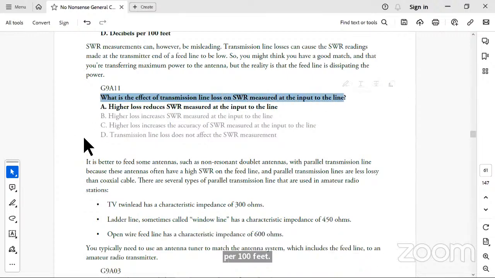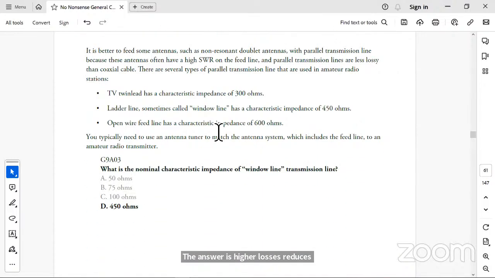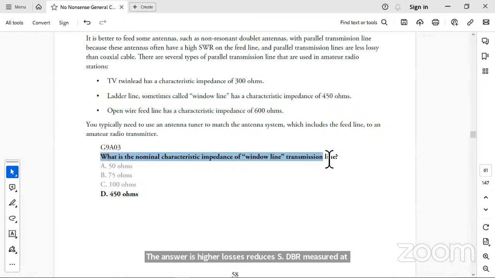Next question. What is the effect of transmission line loss on SWR measured at the input to the line? The answer is higher losses reduces SWR measured at the input to the line. Next question in the question pool. What is the nominal characteristic impedance of window line transmission line? So we also call that ladder line in amateur radio, right? But they're calling it window line for the exam.